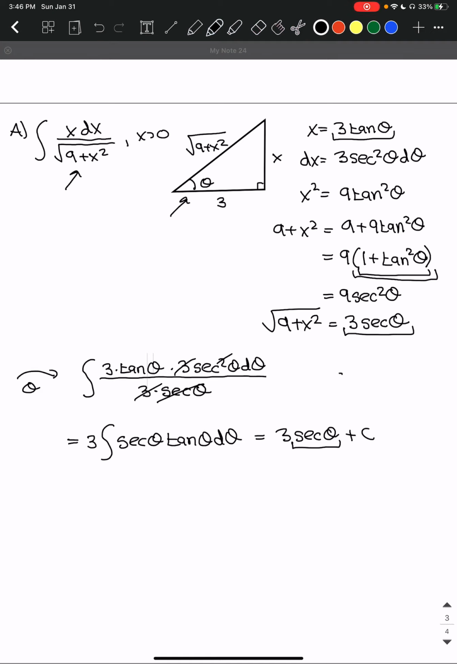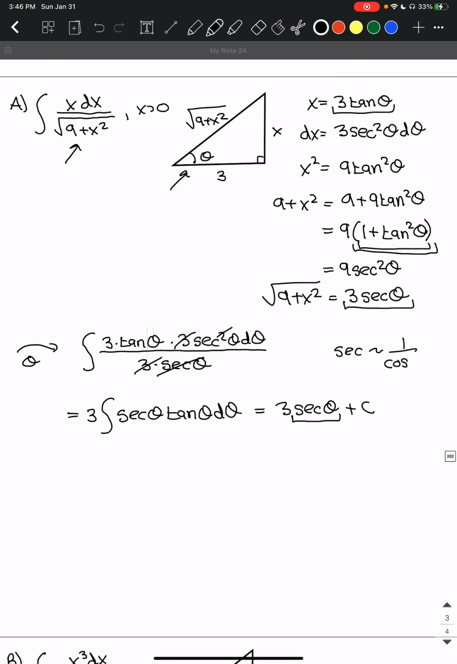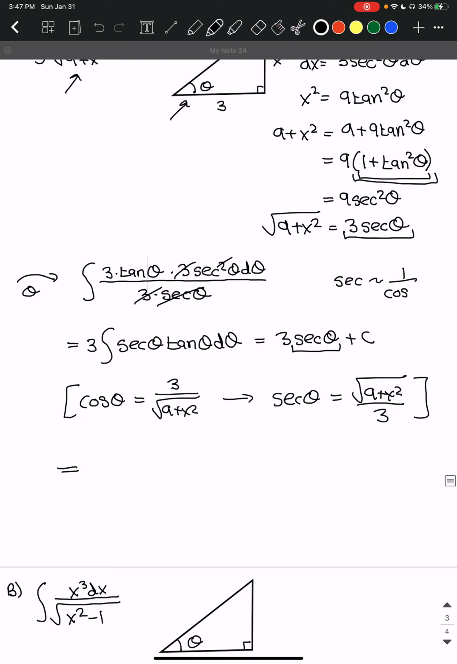So we know that secant is 1 over cosine. And we can figure out what cosine is pretty simply. Cosine of theta in this triangle here is equal to 3 over the square root of 9 plus x squared, which tells me that secant of theta is just the reciprocal of that, square root of 9 plus x squared over 3. And then we simply get that our integral of x dx over the square root of 9 plus x squared is equal to 3 times this, so this 3 will cancel, and I'm left with the square root of 9 plus x squared plus C.